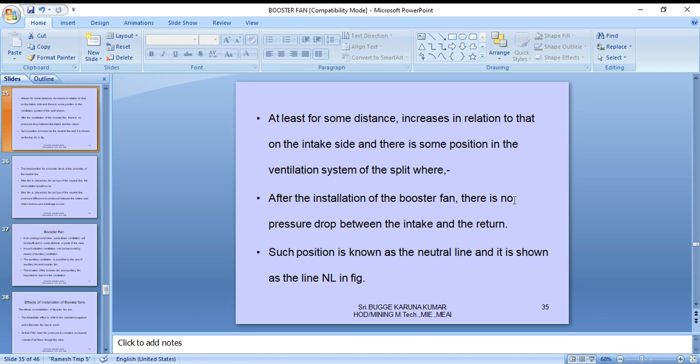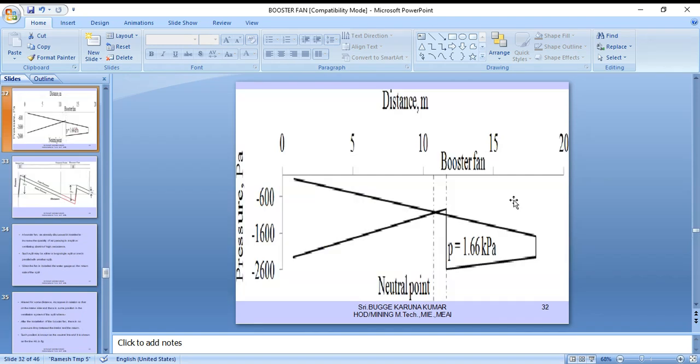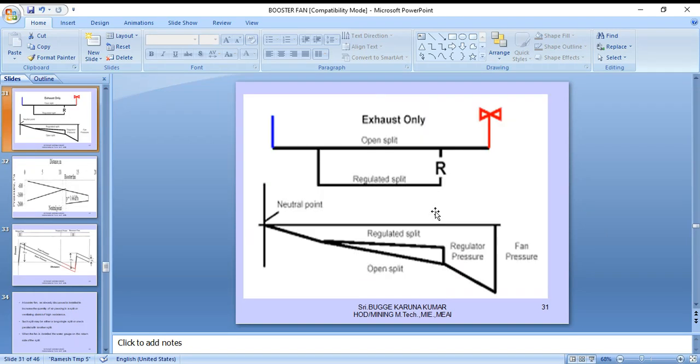So most of the above figures are showing NL. That is the exact location where there is no pressure drop between the intake and return airway. That is called the neutral line. That location is very important. In the above figures, you can observe the neutral line. This is a neutral line where the pressure is not dropping between the intake and return airway.